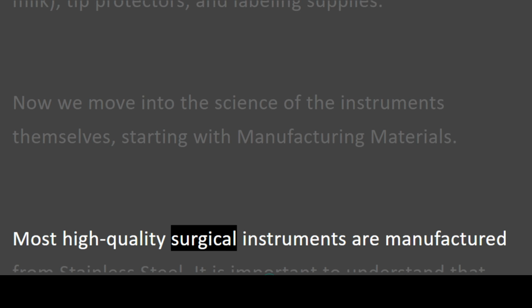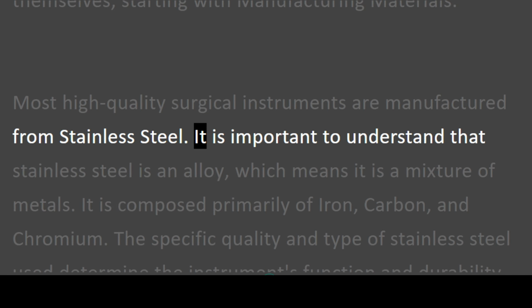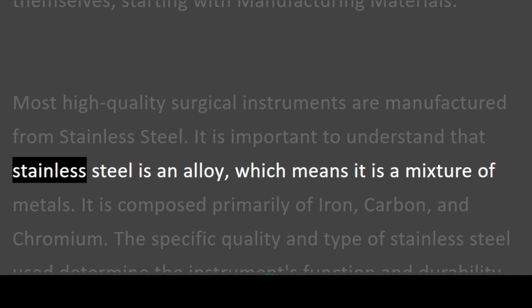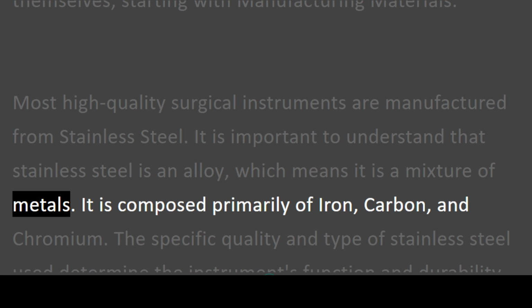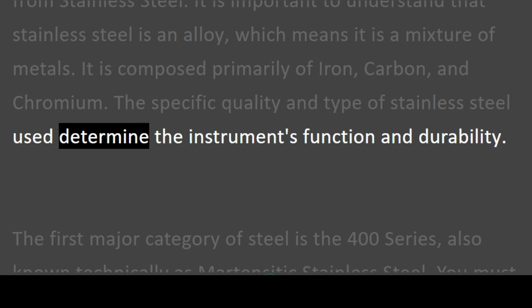Most high-quality surgical instruments are manufactured from stainless steel. It is important to understand that stainless steel is an alloy, which means it is a mixture of metals. It is composed primarily of iron, carbon, and chromium. The specific quality and type of stainless steel used determine the instrument's function and durability.